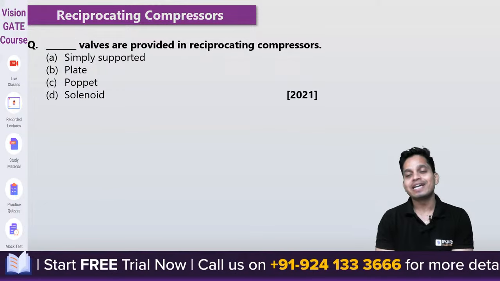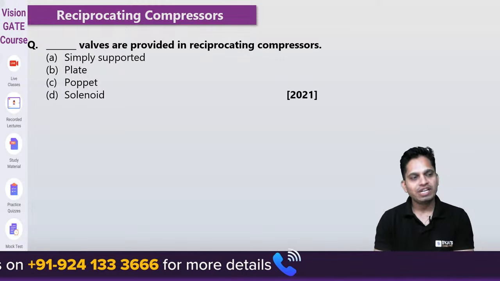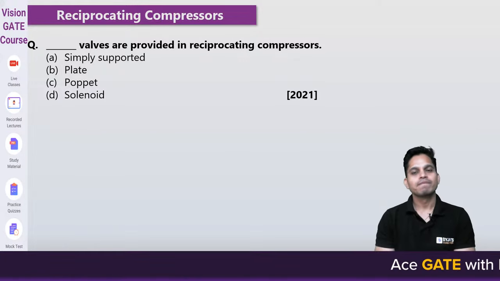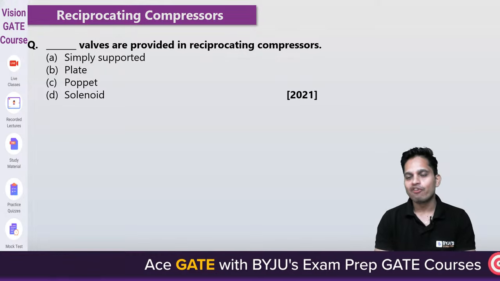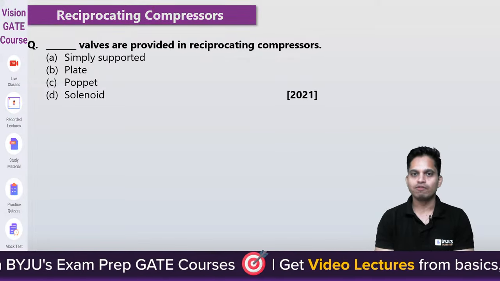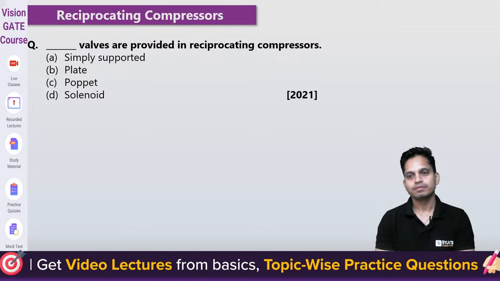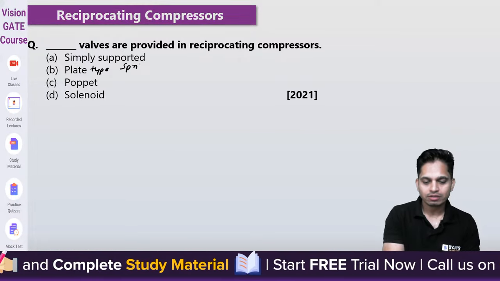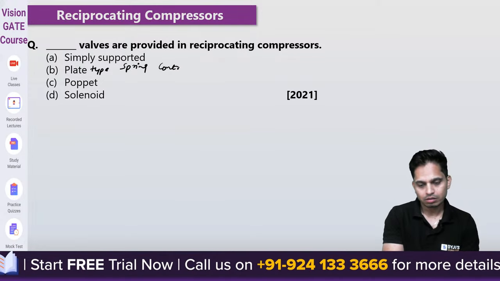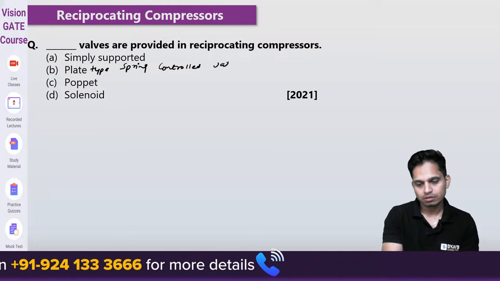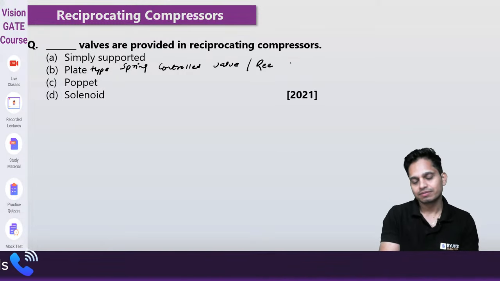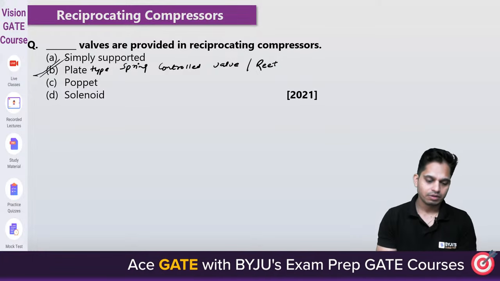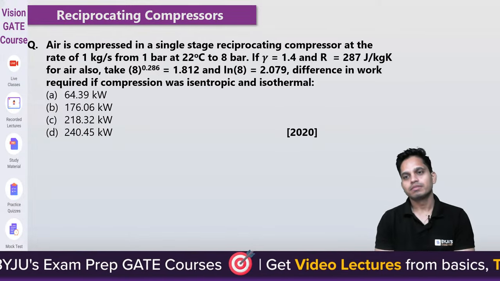Which valves are provided in reciprocating compressors? You see, inlet valve, exhaust valve. Which type of valves are provided in the compressor? Yes, Narendra, Deepak, that is correct. Which type of valves are provided in the reciprocating compressors, inlet and exhaust valve? Yes, it is plate type, spring controlled valves. Sometimes we also call it reed. Yes, plate type.